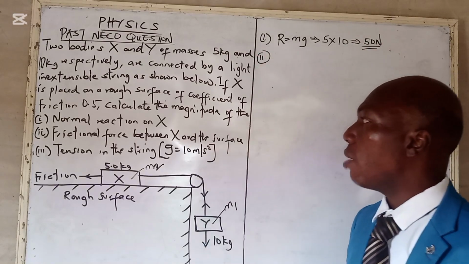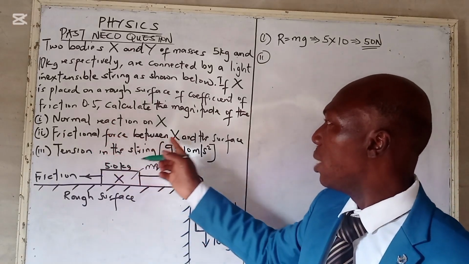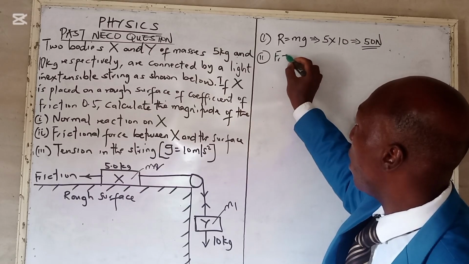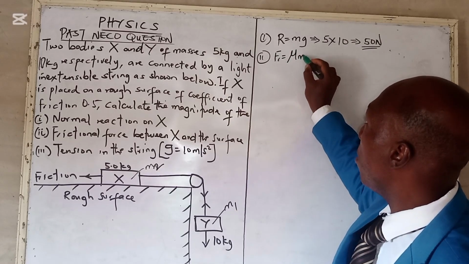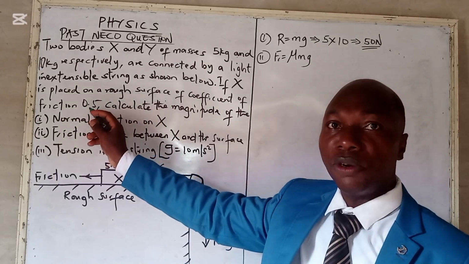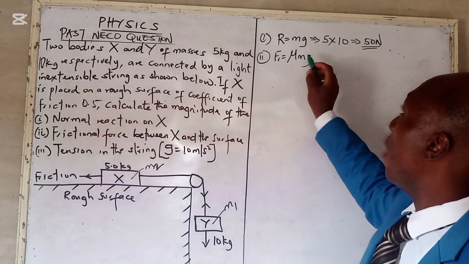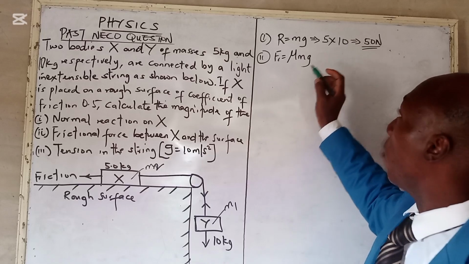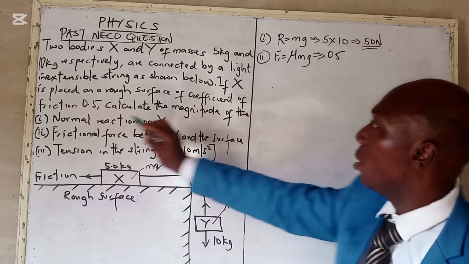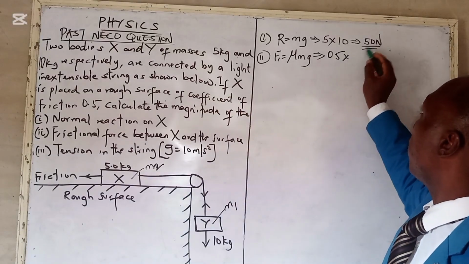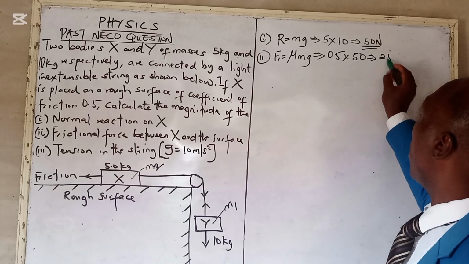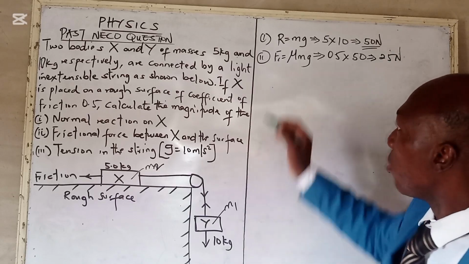Similarly, we have to calculate the frictional force between X and the surface, and the formula for that, F subscript R, is mu mg, where our mu is called the coefficient of friction, that's 0.5. Our mg has been calculated before, so that will give you mu, which is 0.5 in the question, times 50, mg. mg is this 50, and that will give you 25 Newton.